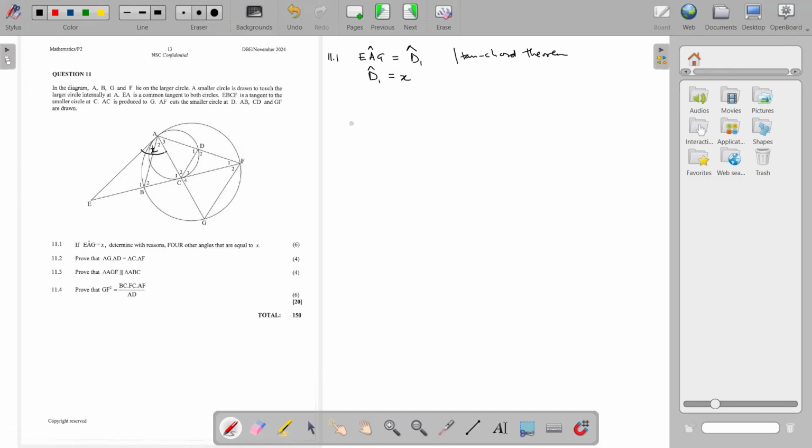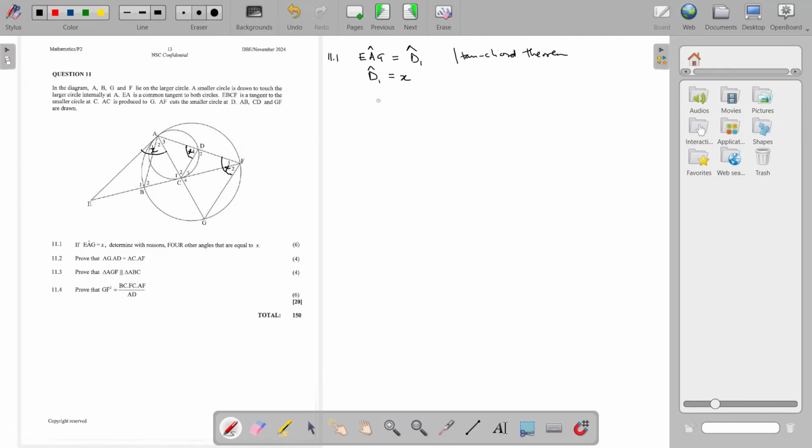Then from there, we go to the bigger circle. If we check, we have a tangent and we have a chord, which is chord AG. So it means the chord AG must subtend an angle there, which is equal to that angle. So in other words, this angle, when we concentrate on the bigger circle, must also be equal to X.